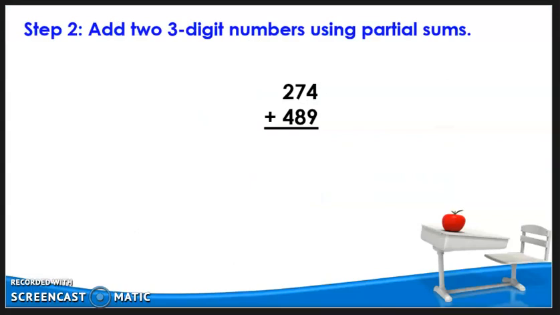In Step 2, students will use a partial sums strategy. With this strategy, students mentally add the hundreds, tens, and ones. Students think about the values of the digits and add them in their heads.